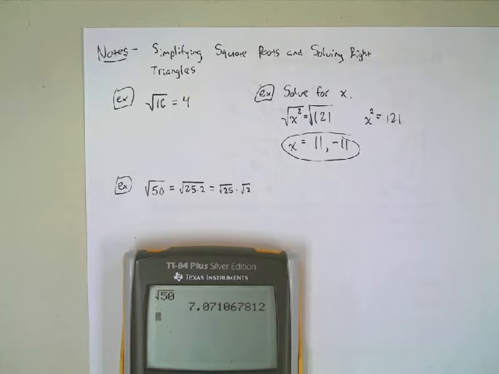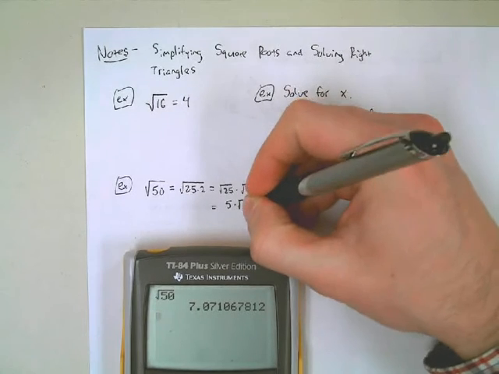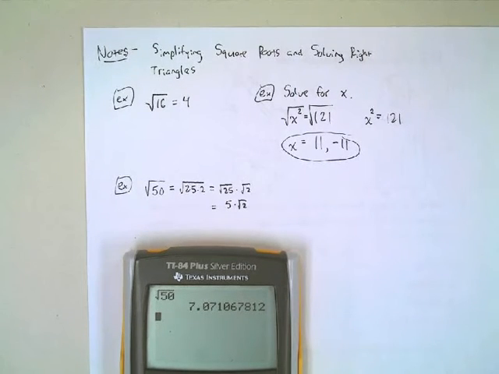That's right, it's 5. Okay, Josh, you might want to pay attention. It's 5 times the square root of 2.